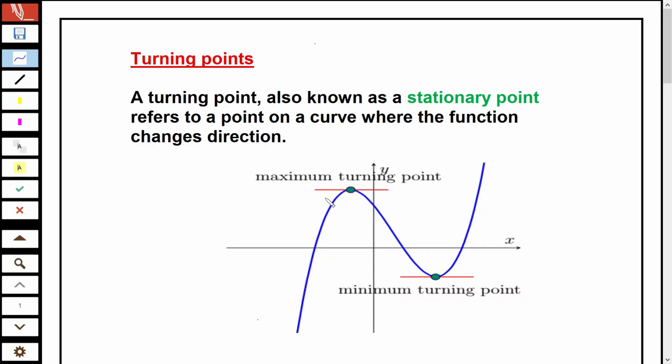Now, considering the N-shaped curve, at this point, the line changes direction, and this is regarded as the maximum turning point. Now, as we move towards the U-shaped curve, at this point below, there's a change in the line, and so this is regarded as the minimum turning point. Now, let's take an example on how to determine the turning point of a given function.